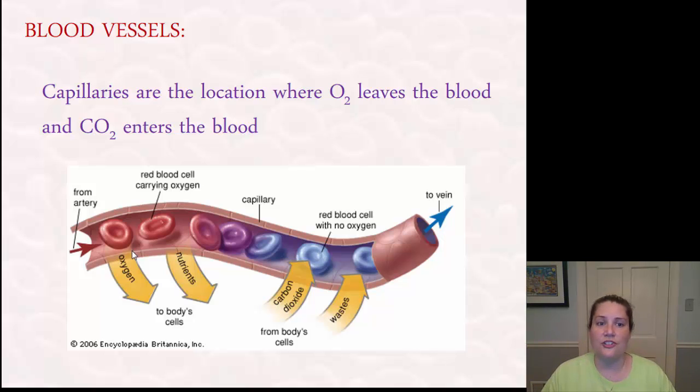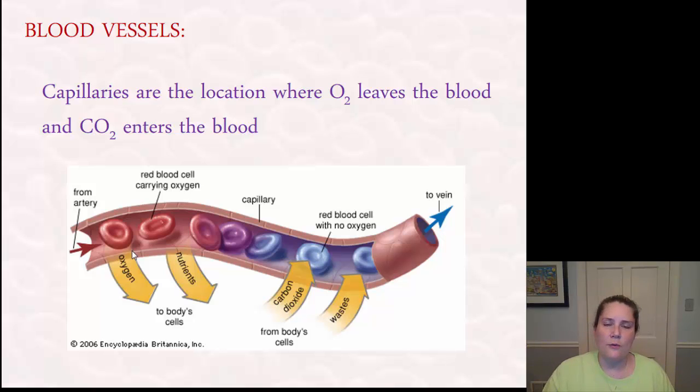Capillaries are the location where oxygen leaves the blood and carbon dioxide enters the blood. So all those oxygenated blood cells drop off oxygen, and all of those newly deoxygenated blood cells pick up carbon dioxide. They'll also pick up wastes, and they'll drop off nutrients.